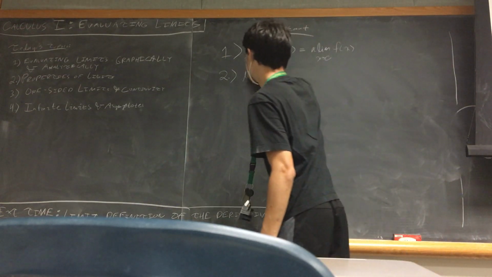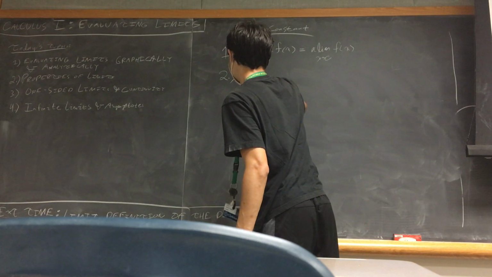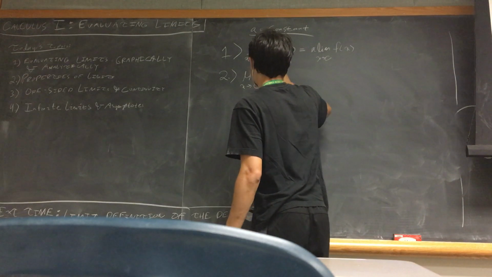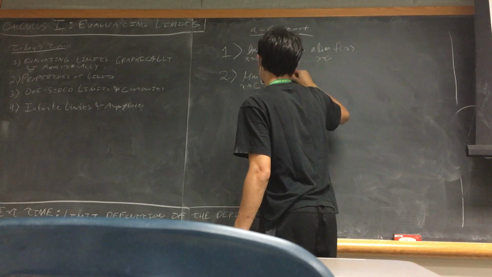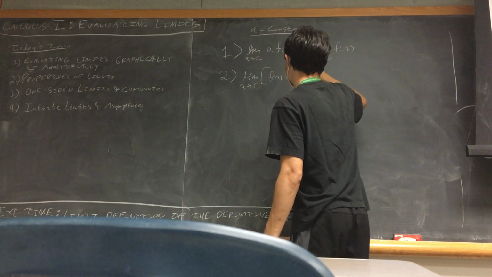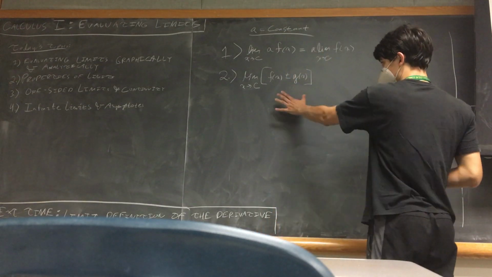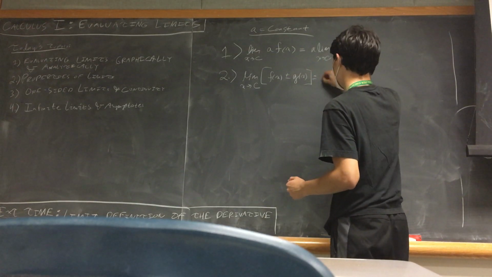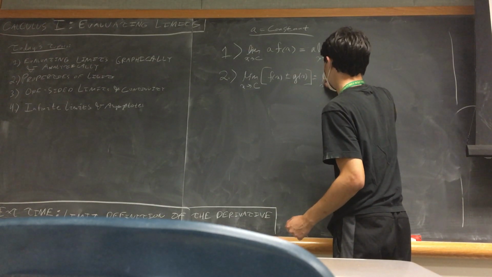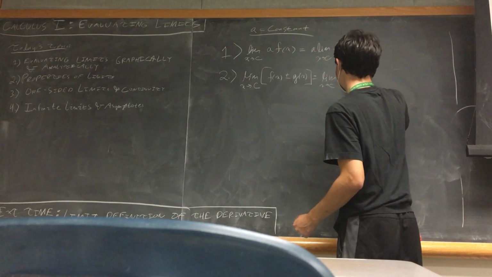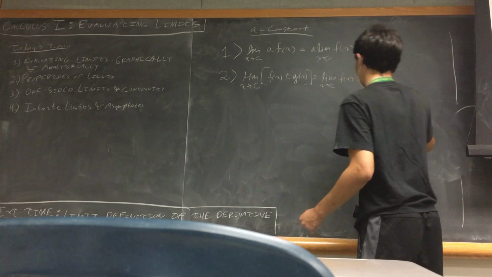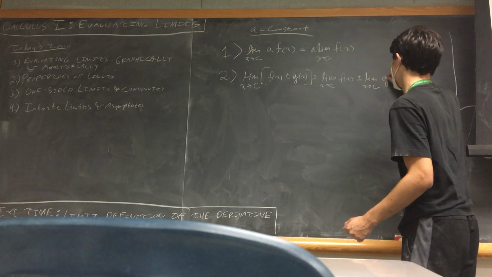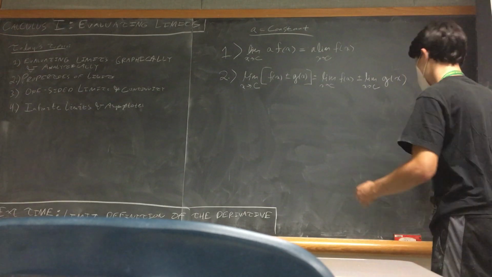Property number 2. The limit as x approaches c of f of x plus or minus g of x. So if you have a composition of functions, this is equal to the limit as x approaches c of f of x plus or minus the limit as x approaches c of g of x.